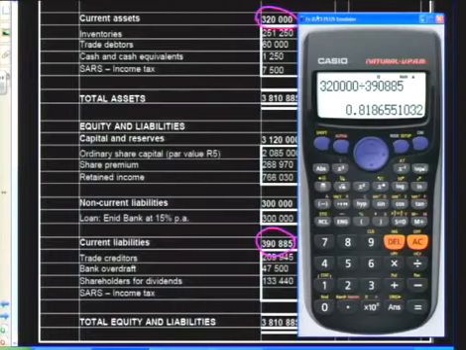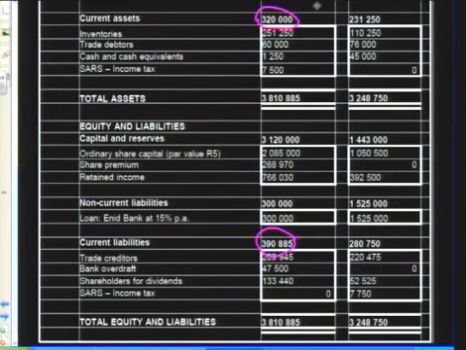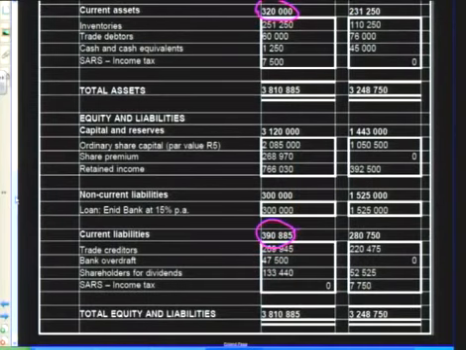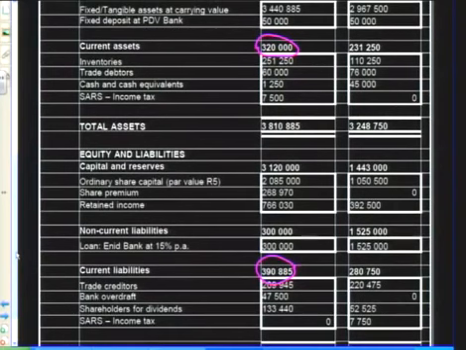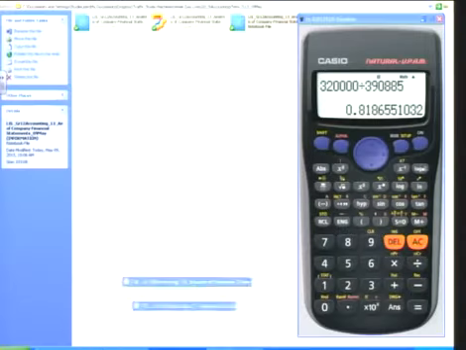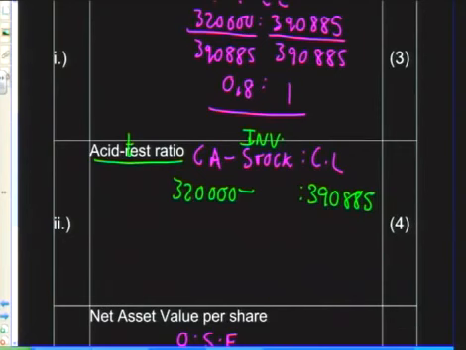Okay, so let's get rid of the calculator. Right, my inventory, that's what we're looking for, so inventory under current assets. So there's my inventory, quite a large amount, 251,250. So let's take that. So we're going to subtract that inventory amount that I've just read out, 251,250.